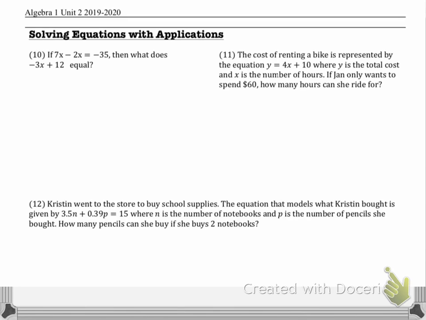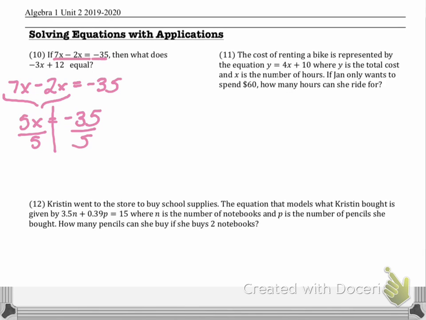So it seems like a lot of information, but what they actually want you to do is solve this equation for x first. I need to know the value of x. So I'm going to write that over here: 7x minus 2x is equal to negative 35. I'll combine like terms, and that gives me 5x is equal to negative 35. Put in my balance line, divide by 5, and I get a value for x that is negative 7.